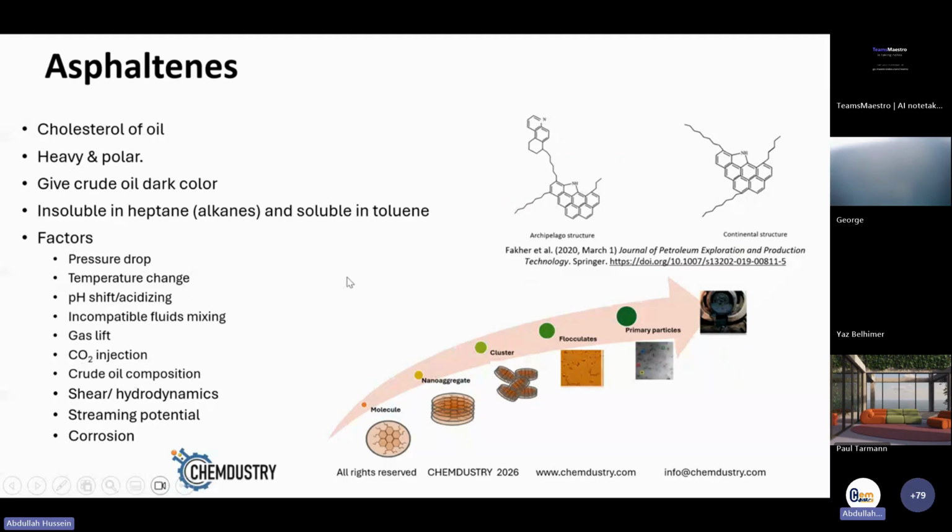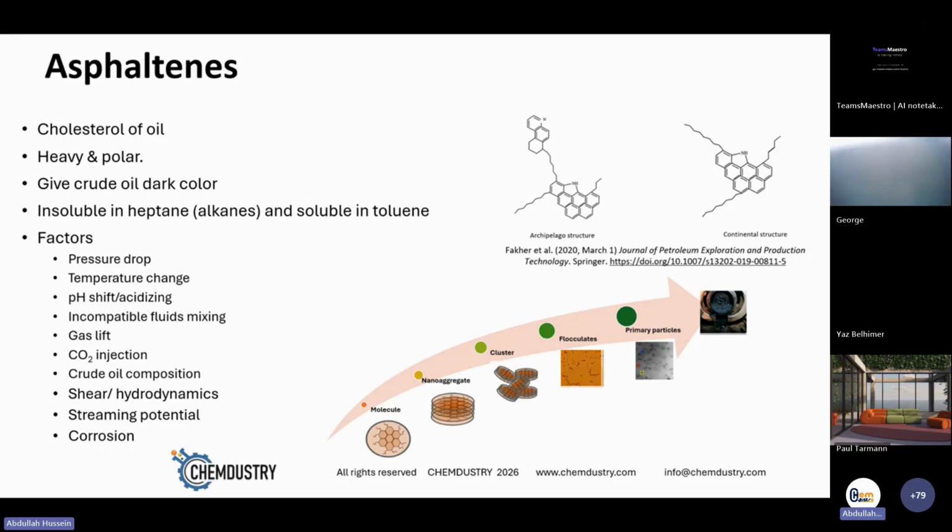The last thing we're going to talk about today is the asphaltenes. This is another fraction of the crude oil. It is the heaviest fraction of the crude oil. That's why we call it the cholesterol of oil, because it can deposit in the system like how cholesterol deposits in the blood vessels in the human body. They are the heaviest fraction, also the most polar fraction, and it's the one that gives the crude its dark color.